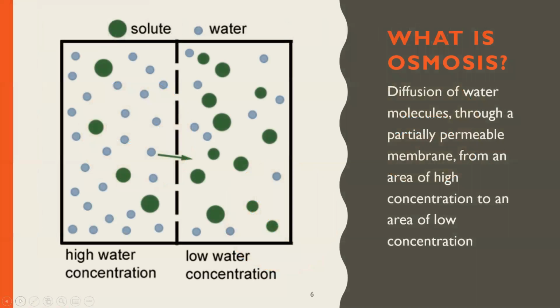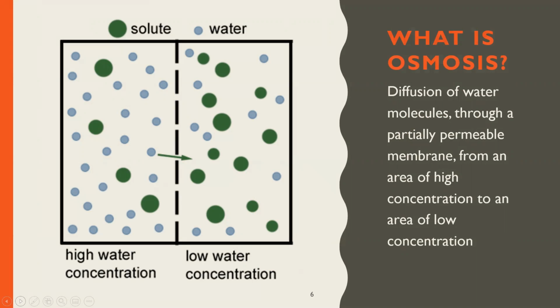Like we just mentioned in the previous slide, in terms of plant water uptake, there is a specific type of diffusion which is called osmosis. If we look at this diagram here, you can see that you've got the solute, which is the green circles, and the water, which are the blue circles. When we're talking about osmosis, we're not talking about a high concentration of the solute, we're talking about a high concentration of water. So we want the water to move from a high water concentration to a low water concentration.